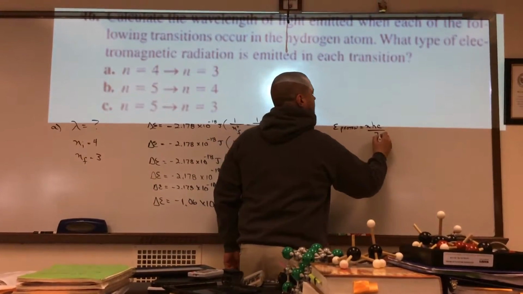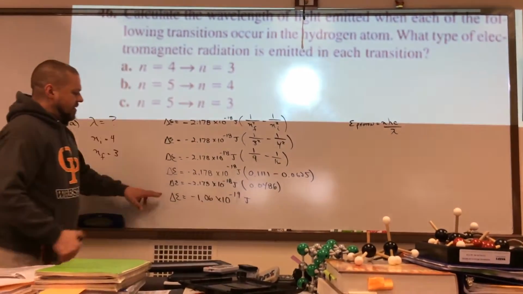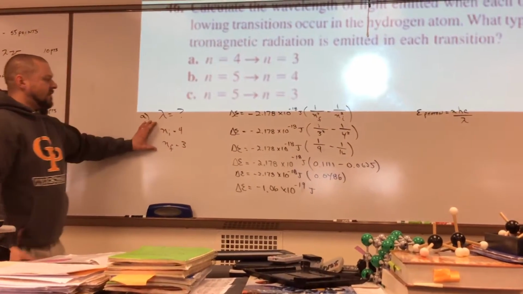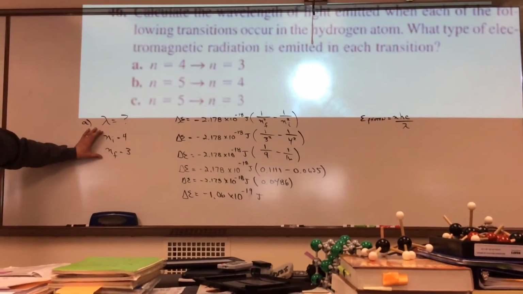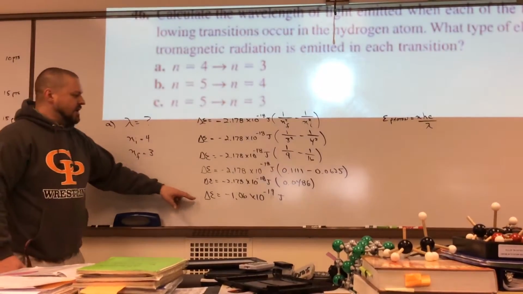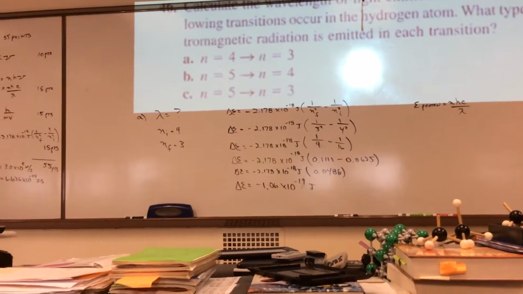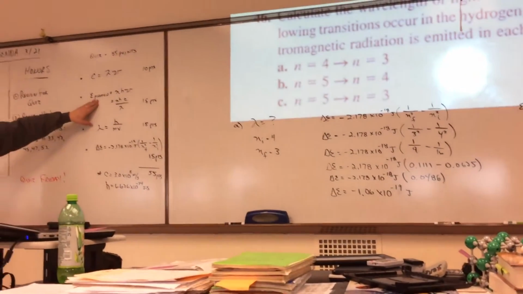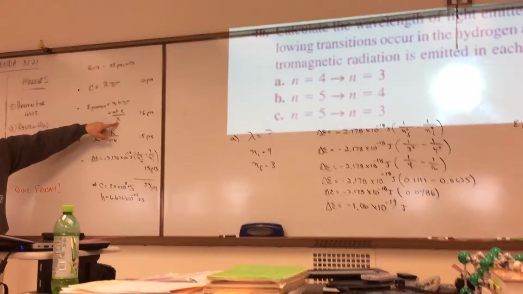What's that? What did you say again? I said, I got delta E, so I know how much energy is going to be involved in that transfer from n equals 4 to 3. That's how much energy. Now to get the wavelength, because that's what they're asking for, I can use this equation because this relates energy to wavelength.